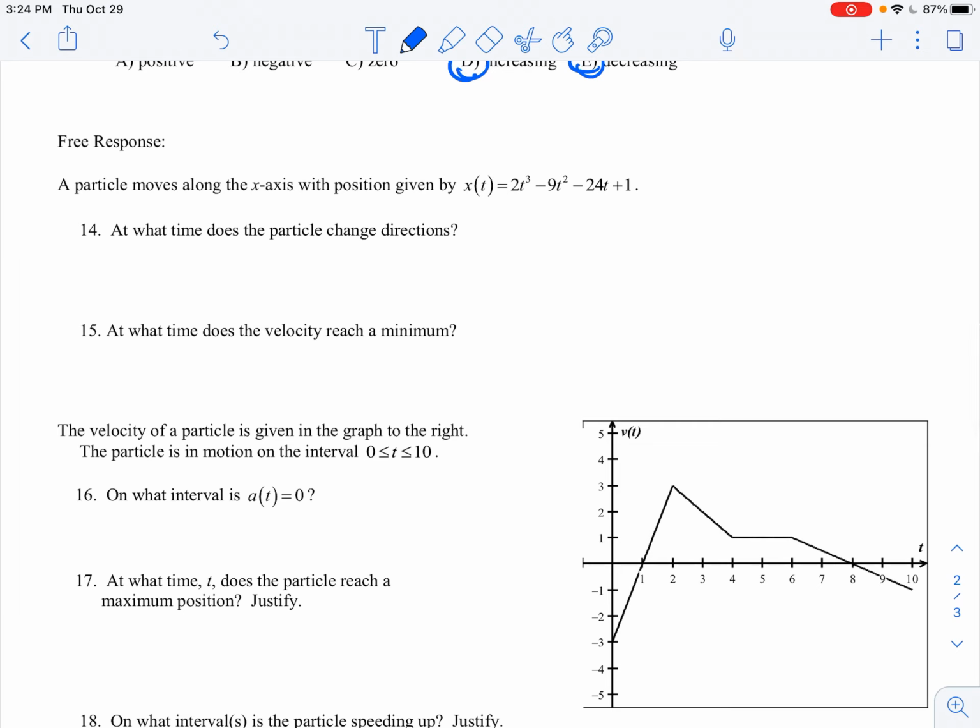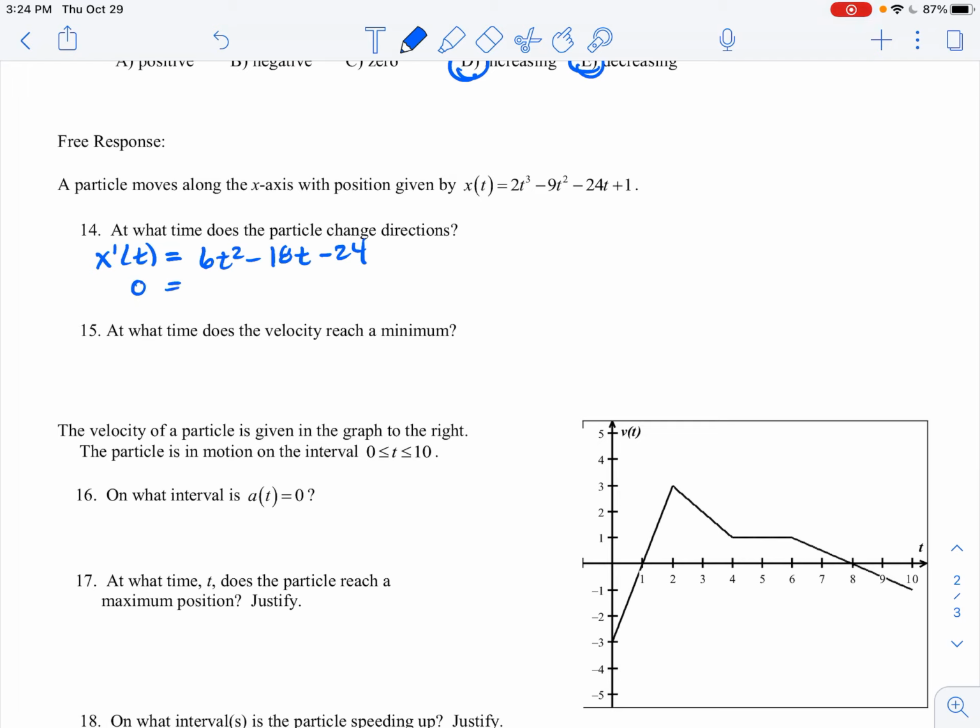On the free response, at what time does the particle change directions? Well, that's when velocity changes from negative to positive. And so we need the derivative of position. Using the power rule, this would give you 6t squared minus 18t minus 24. We want to set this equal to 0, and then we'll solve.